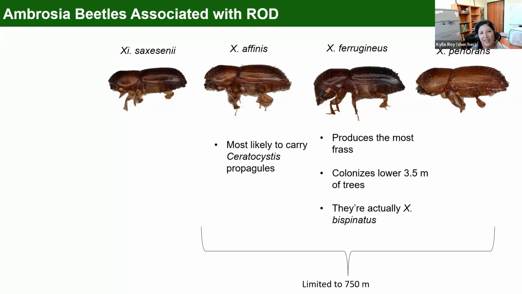Also, I wanted to add that Xyleborus affinis, Xyleborus ferrugineus, and Xyleborus perforans all appear to be limited by elevation. They're found up to 750 meters. They can be found in higher elevations; it just depends on the host plants and the level of invasion in the area. And Xyleborinus saxesenii can be found from low elevation all the way up to high elevation.